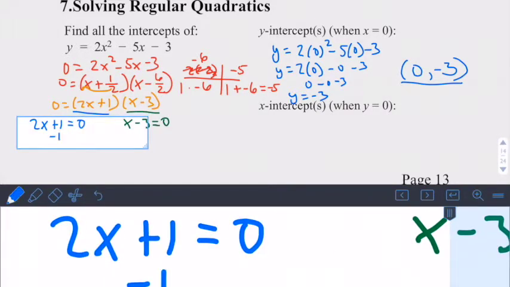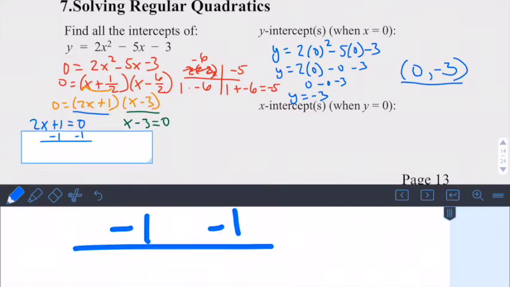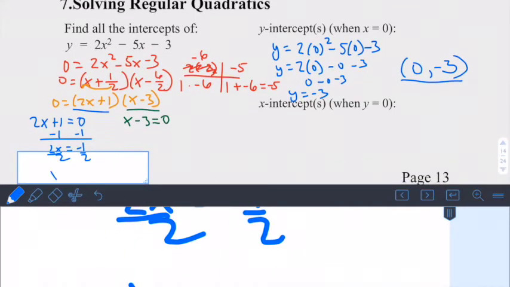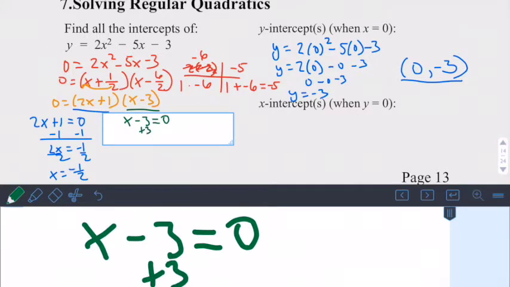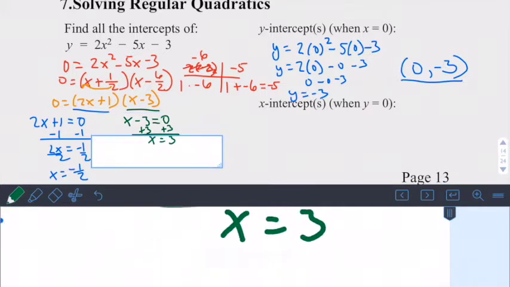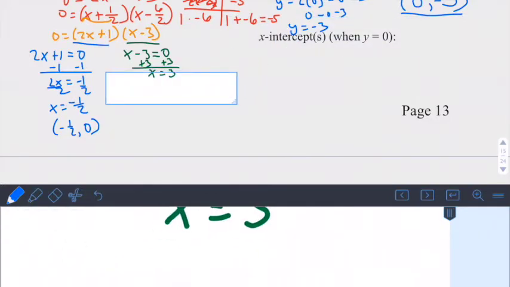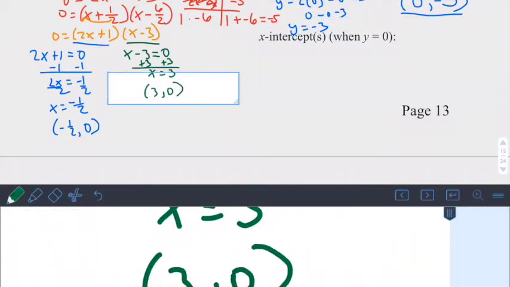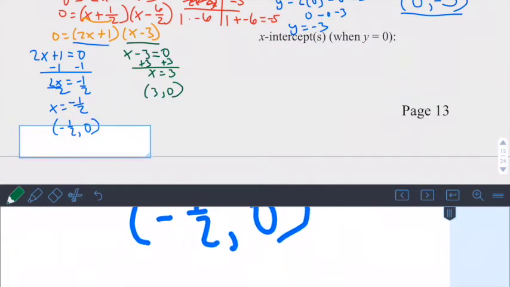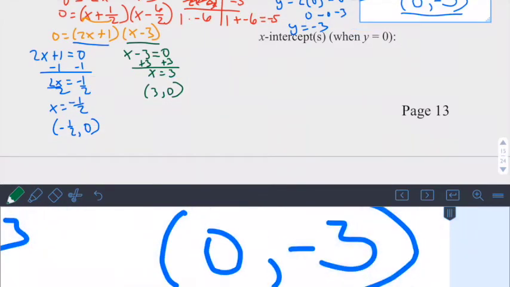So I solve it. Minus 1. 2x equals negative 1, divided by 2. X equals negative 1/2. And over here, plus 3. X equals 3. Okay, so my points are negative 1/2, 0, right? That was my y, or 3, 0. So I had 2 x-intercepts in that case, and 1 y-intercept.